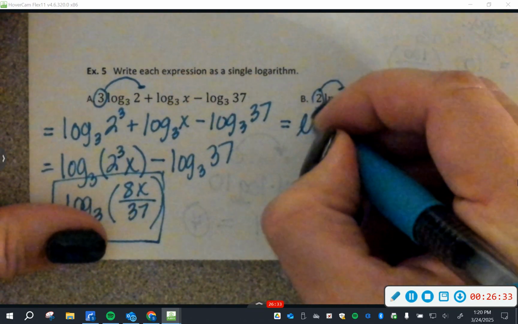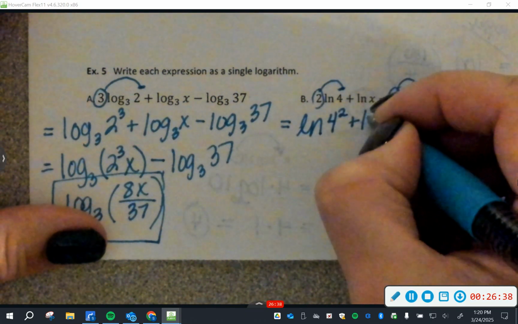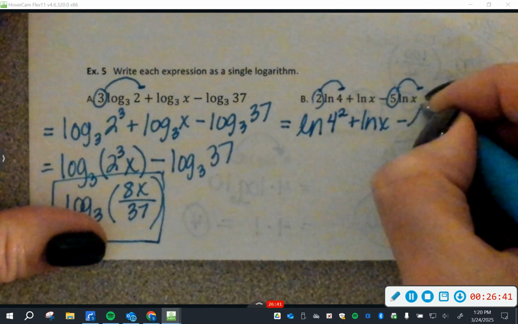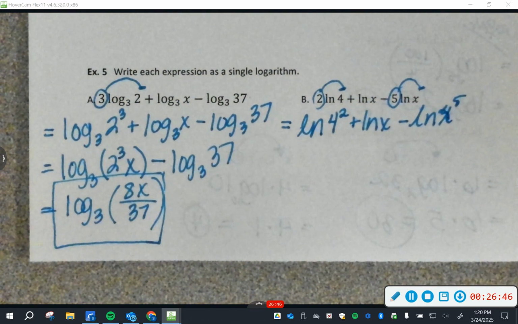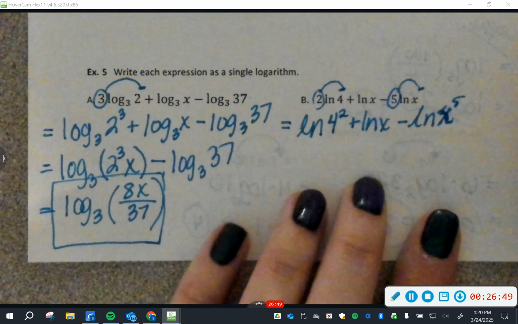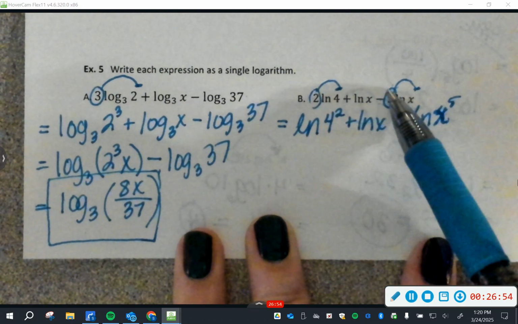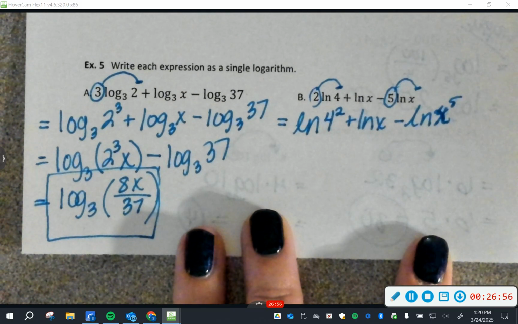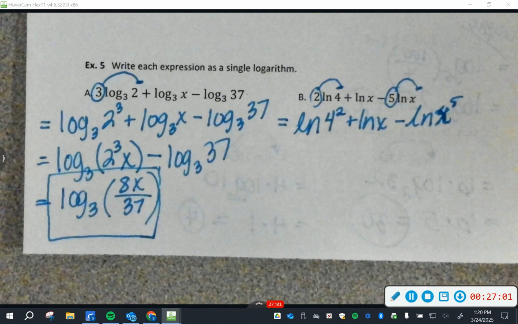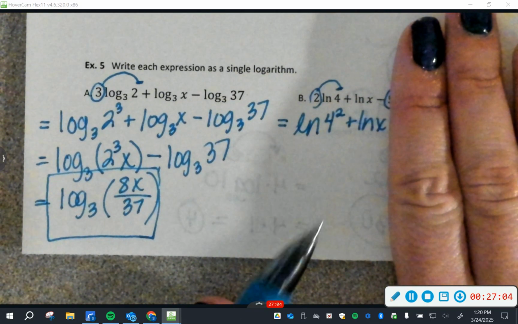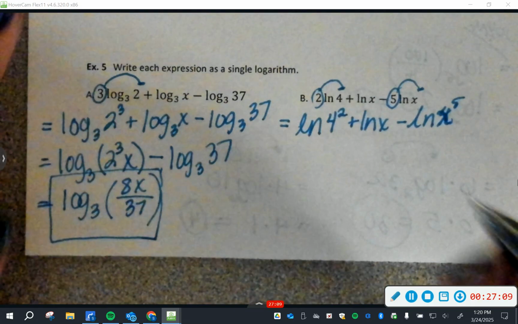So we have ln of 4 squared plus ln x minus ln x to the 5th. Sorry, my x looks weird. All I did in this first step was put those exponents back up. Now all I have is addition and subtraction, so I do that from left to right. I start with these, separated by addition. When we combine them, arguments get multiplied.